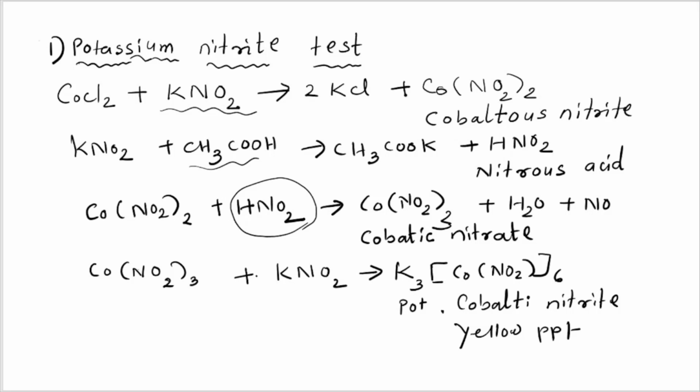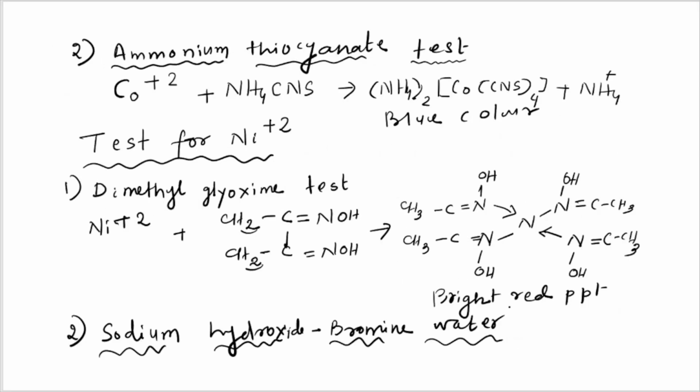This cobaltic nitrate, now what is left? Sodium, potassium nitrite is left. Here it will react with cobaltic nitrate. Then you can see it is a big reaction having 1, 2, 3, 4 steps. Lastly, you get a yellow precipitate, that is potassium cobaltic nitrite. So with the help of potassium nitrite and acetic acid, lastly you get a yellow precipitate. Ammonium thiocyanate gives a yellow color. This complex you may remember or not, that depends on you, but the color you should remember.